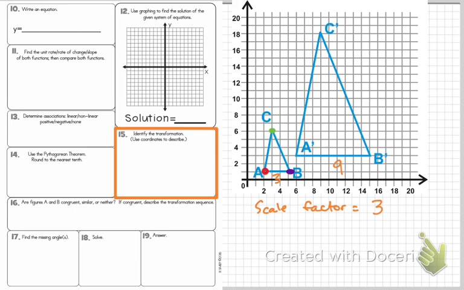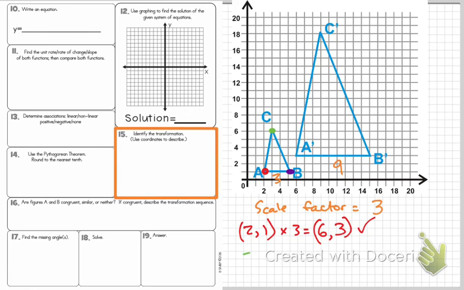So I'm going to notice point A is located at 2, 1, and I'm going to multiply both of those coordinate points by 3, and that's going to get me to 6, 3, and I can look at my big shape and notice that A prime is located at 6, 3, so I know I'm correct.